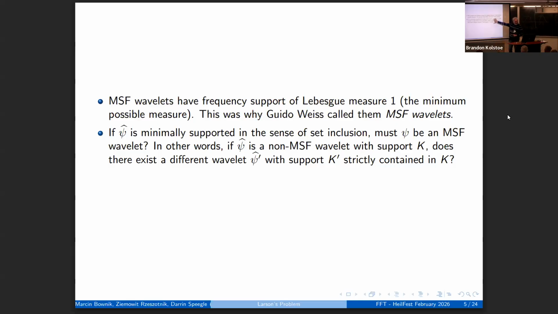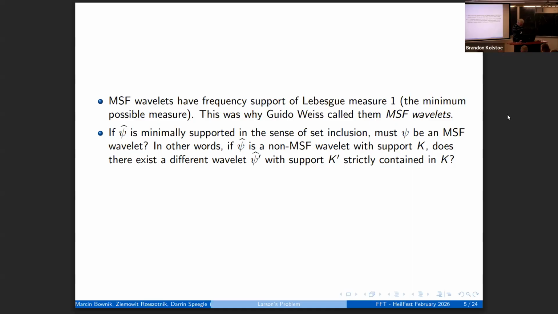So I don't want to go over this too quickly because it's definitely a thing. The question is, are they really minimally supported in the sense that if I take anything else that's not an MSF wavelet, can I find a different wavelet that has support strictly smaller? This would be, to me, a more natural definition of minimally supported in frequency. And if I said something is minimally supported in frequency, this class, that would be what I would have meant. Not to speak badly of Guido at all.